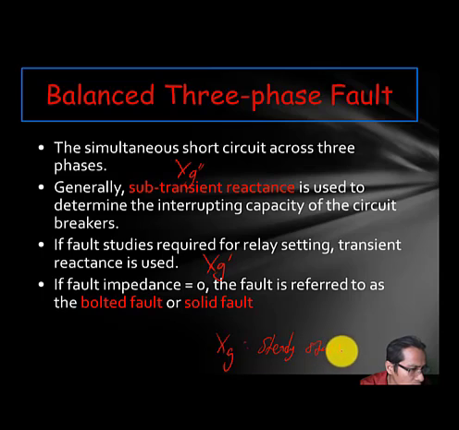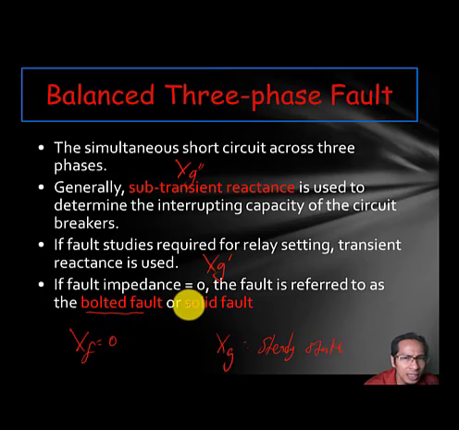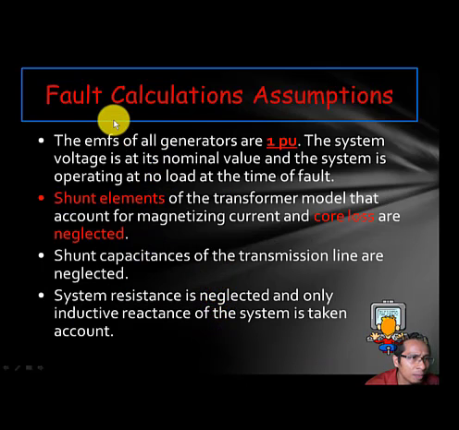So if the fault impedance is equal to 0, let's say this X fault equal to 0, we call it a bolted fault, or sometimes a solid fault. That means X fault is equal to 0. There is no impedance when the fault occurs. Okay, so now we go to fault calculations.